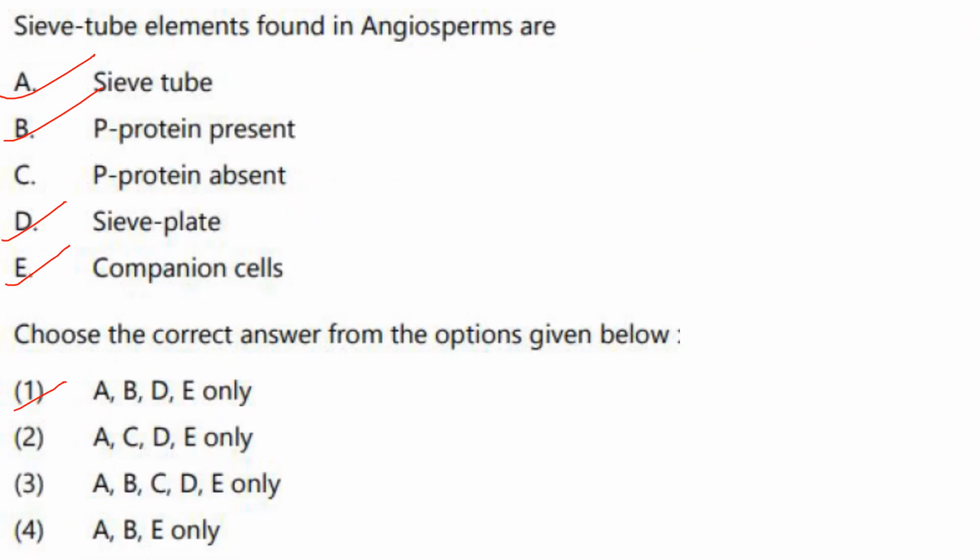Sieve tube elements found in angiosperms are: sieve tube, yes. P protein present, yes. Sieve plate, yes. Companion cells, yes. So A, B, D, E only. So that is found in option 1.